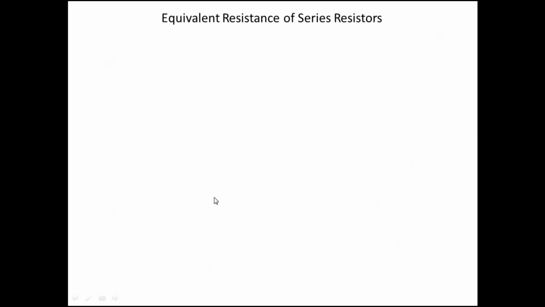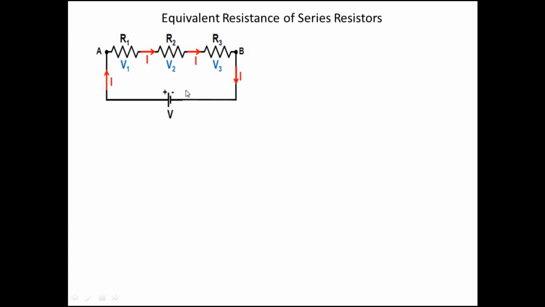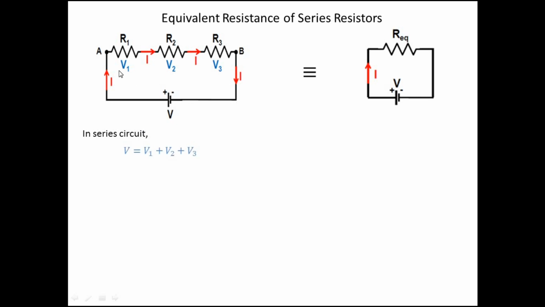And now we can find the equivalent resistance of series resistors. Finding the equivalent resistance of a series connection means we have to convert this three-resistor circuit into a single resistor circuit, with R equivalent to these three series resistors. In case of series connection, we have the voltage as the sum of the voltages across the resistors V1, V2, V3. So V equals V1 plus V2 plus V3.